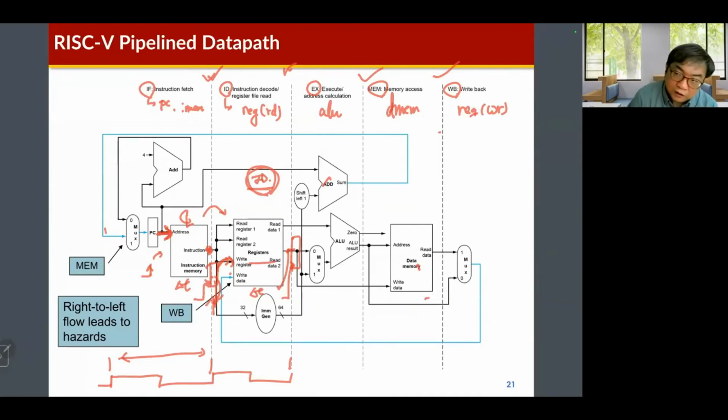So in the previous class, we learned how to design a pipelined processor. We started from the single cycle processor. This is the figure of the single cycle processor design. And then in order to implement pipelining on the processor, we just split some steps in the single cycle processor.